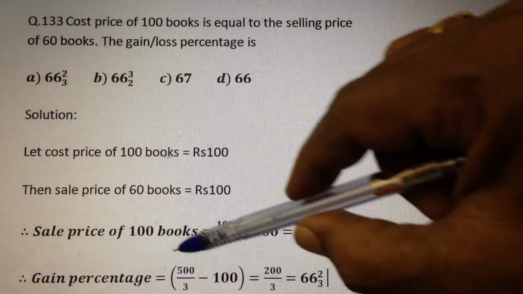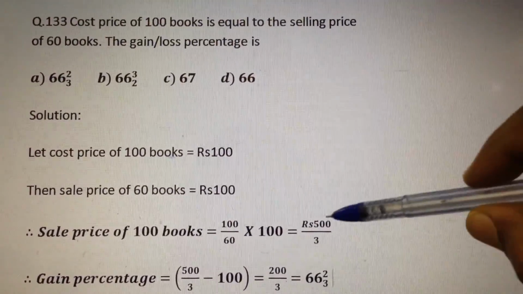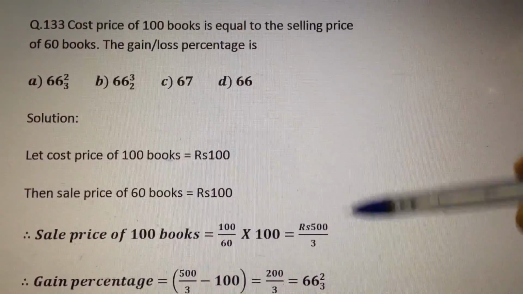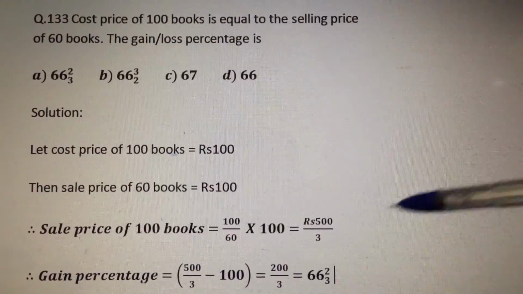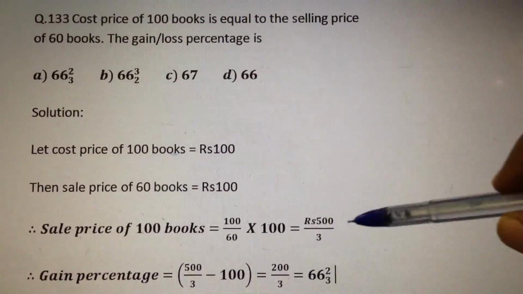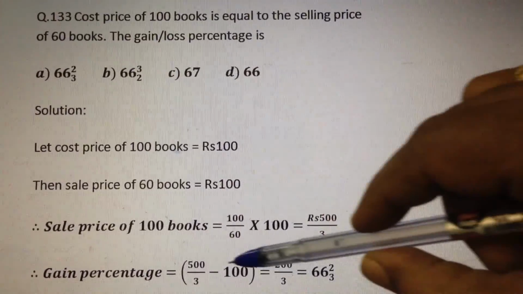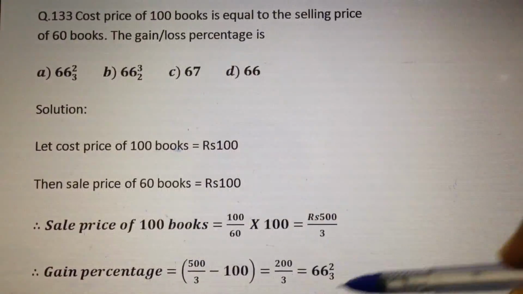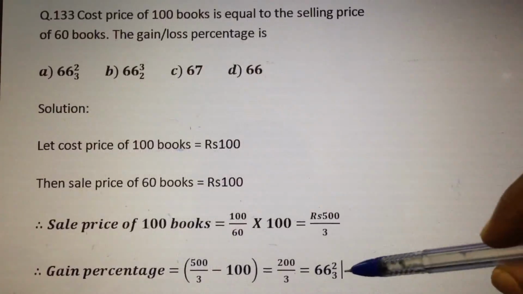Now sale price of 100 books is equal to 100 by 60 into 100. This is 500 by 3. This is the sale price of 100 books, and the cost price of 100 books is equal to 100 rupees. Therefore, the gain is 500 by 3 minus 100. This is the gain. The gain percentage is 500 by 3 minus 100, which is equal to 200 by 3, which is equal to 66 2 by 3 percent.